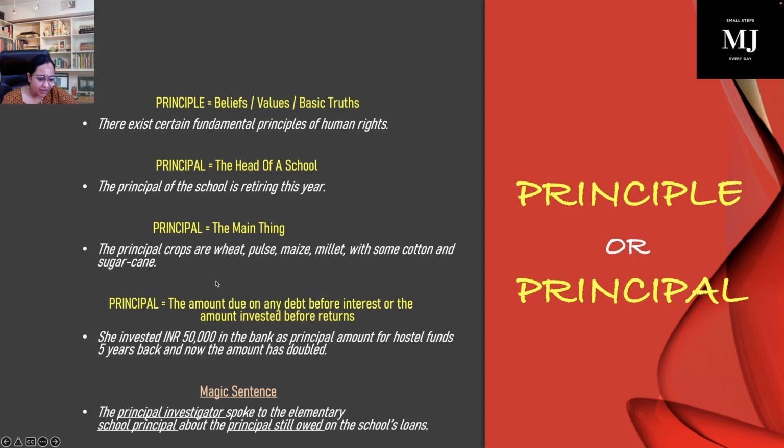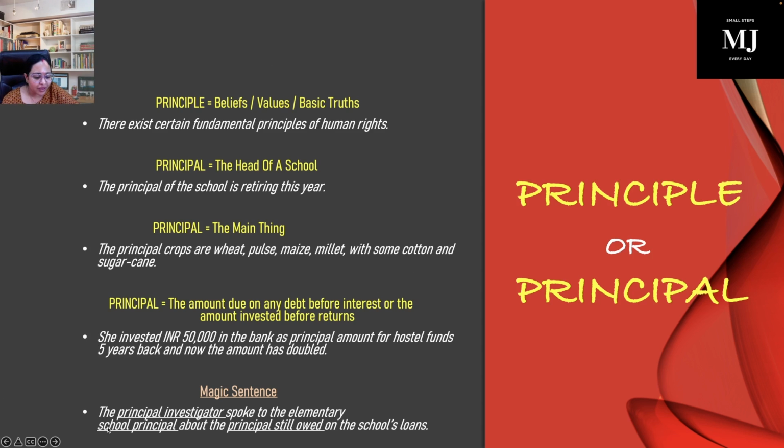Now what? See guys, I will do one interesting thing for you in this series. I will try to come up with a magic sentence for every set of words. In this magic sentence, I'm going to use all the confusing words together, so that you can understand the difference in a much better way. So let's see what is a magic sentence for these AL principle. I've not taken this LE one. I'm only taking this AL because this is more confusing.